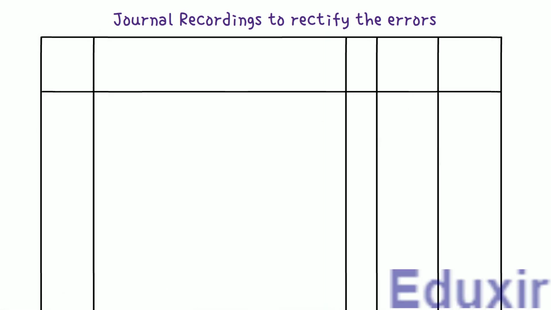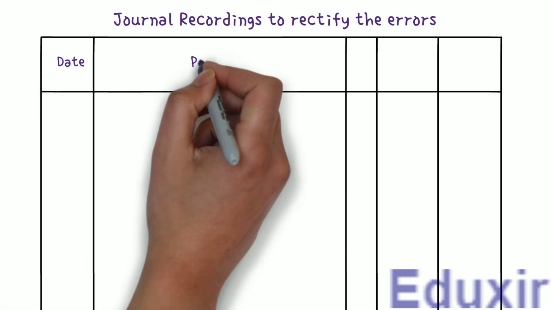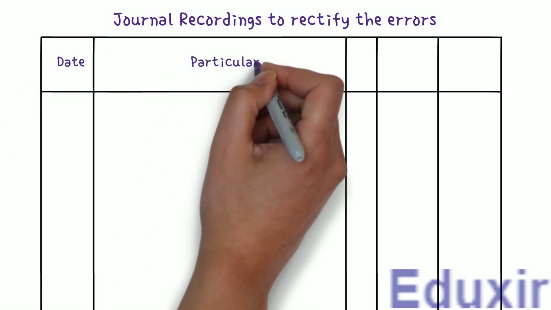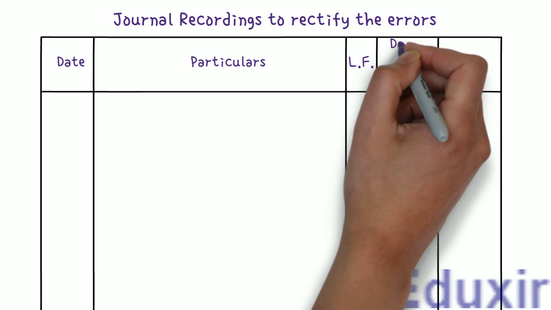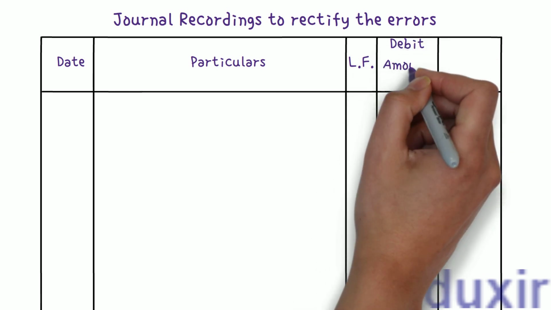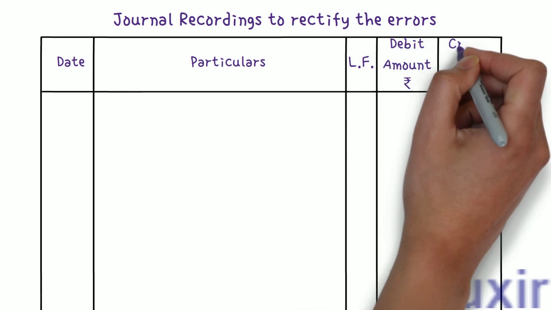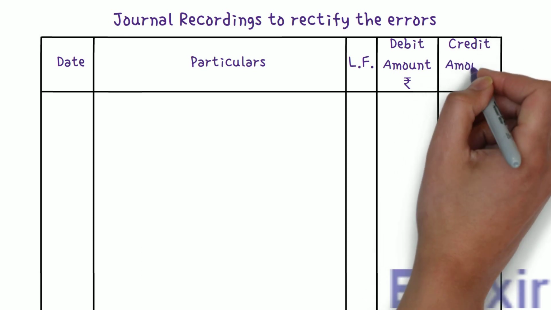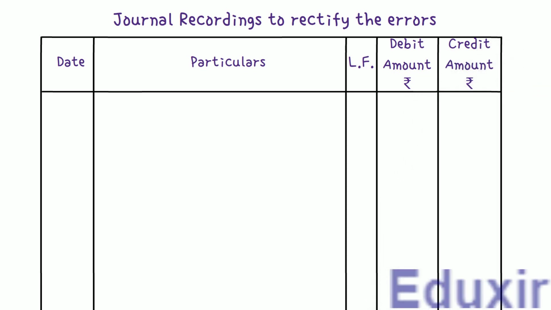I repeat, this is not just a journal, it is journal recordings to rectify the errors. Let us now have the individual columns for date, particulars, ledger folio, debit amount in rupees, and credit amount in rupees. As the date is not given, let us just write the serial number in the date column.